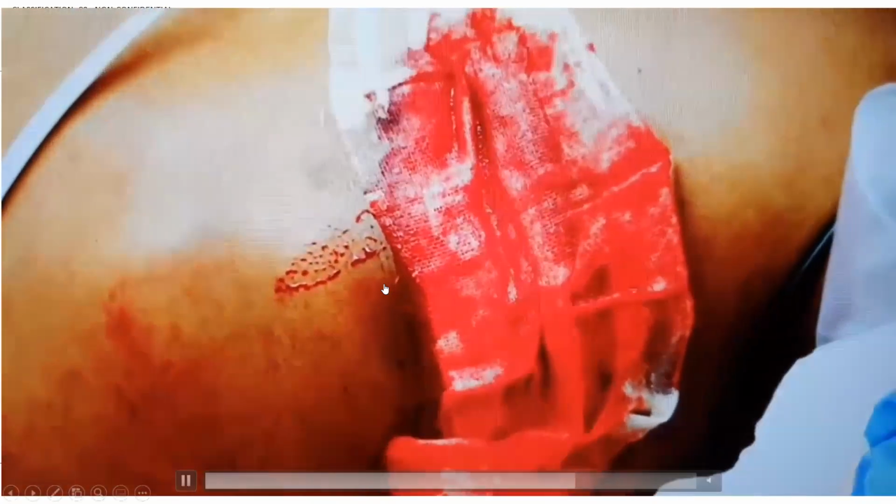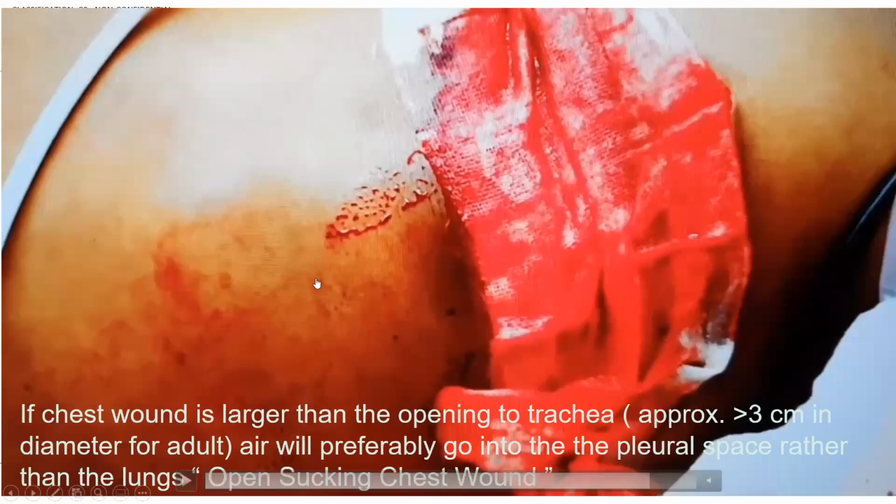There's a poll here. Perhaps can you guys answer the poll for me? If the chest wound is larger than the opening of the trachea, approximately 3 centimeters, the air will preferably go into the pleural space rather than the lungs. True or false?